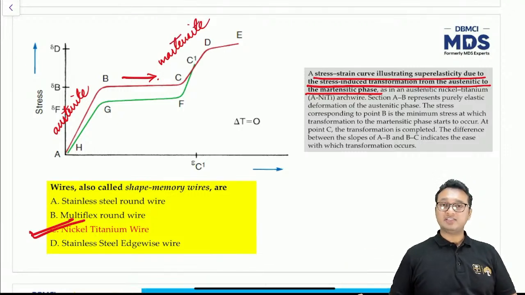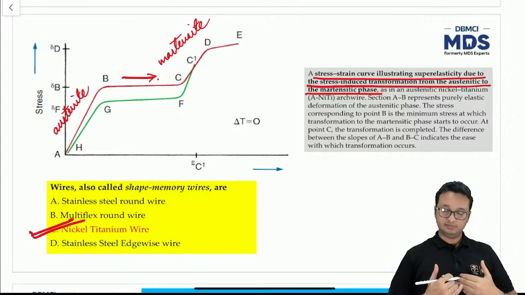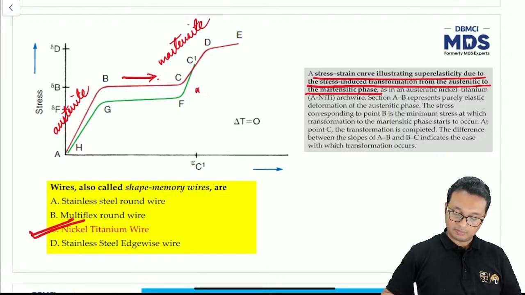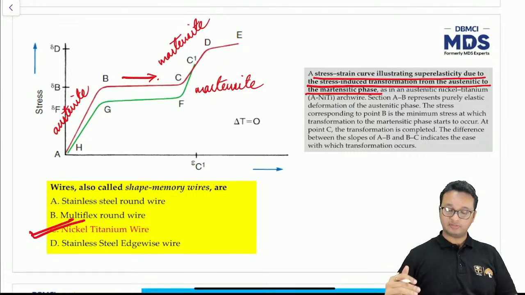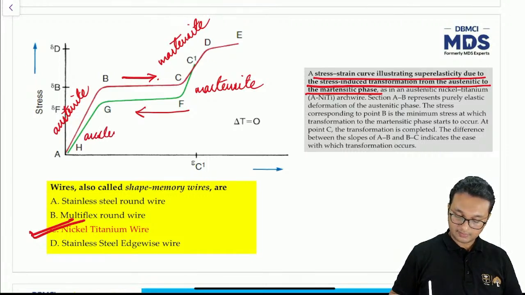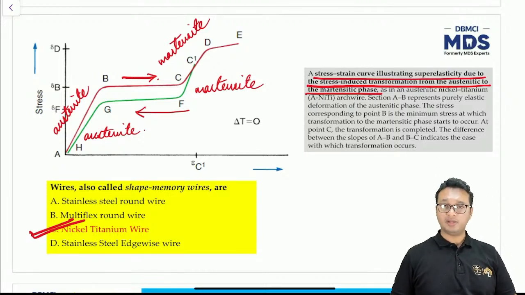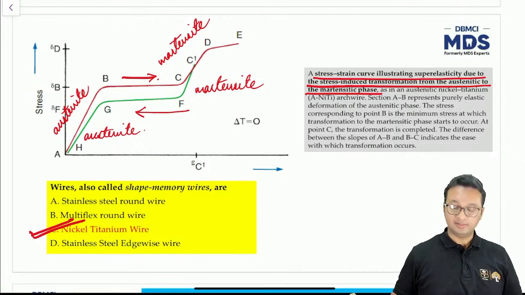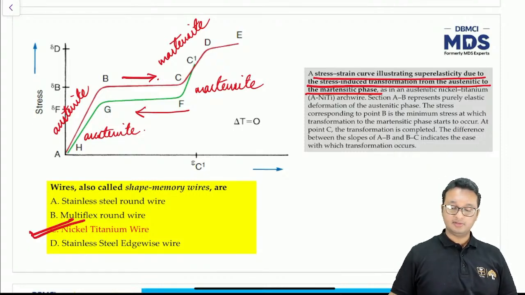And as soon as you release the stress, the martensite starts to get converted into austenite again. So upon release of the stress, the martensite gets converted back to austenite. This is a very specific phenomenon which is uniquely present in nickel titanium wires, and this is what is known as superelasticity. Okay.